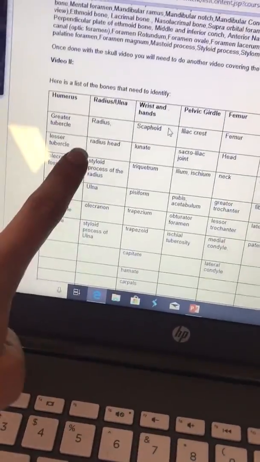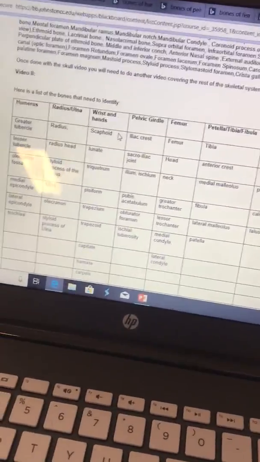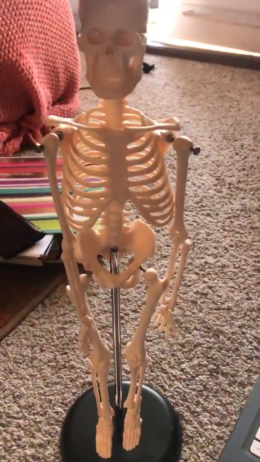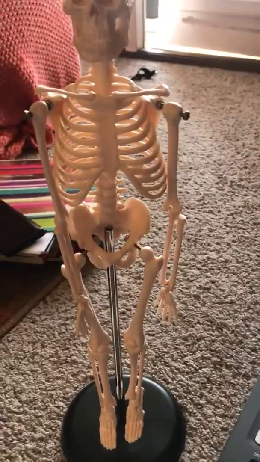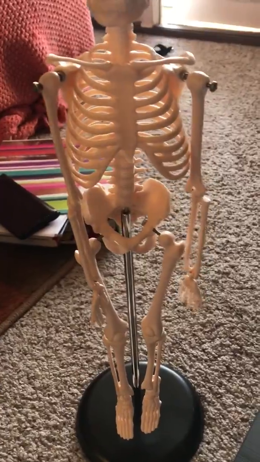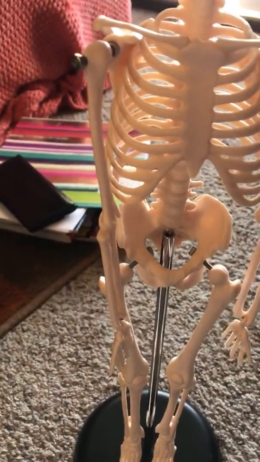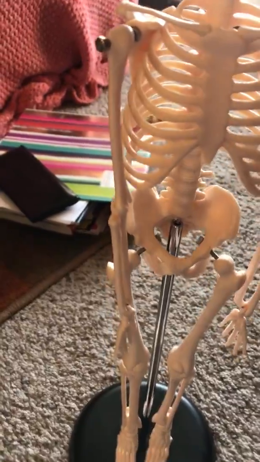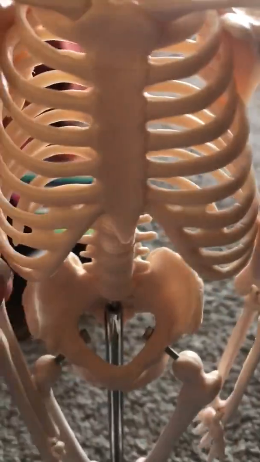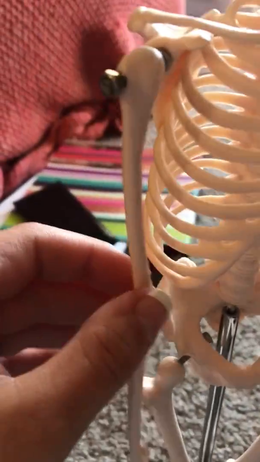This time I'm going to give you the body parts and the bones that make them up. So I have my skeleton on a stand. He's not assembled the best, so if he breaks, I apologize. I'm going to start with the humerus, which would be the bone in your arm. This is going to be the top bone in your arm. I didn't put his arms on, so they'll probably stay on.